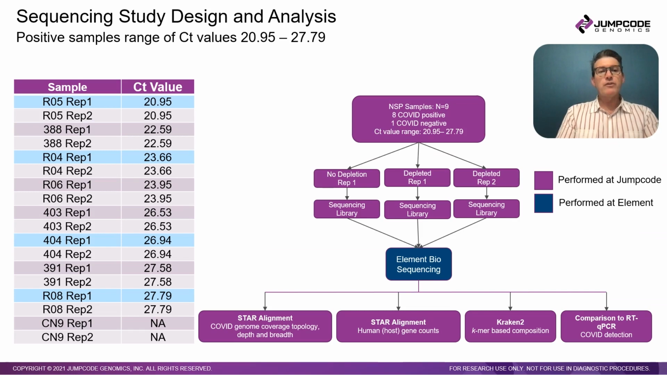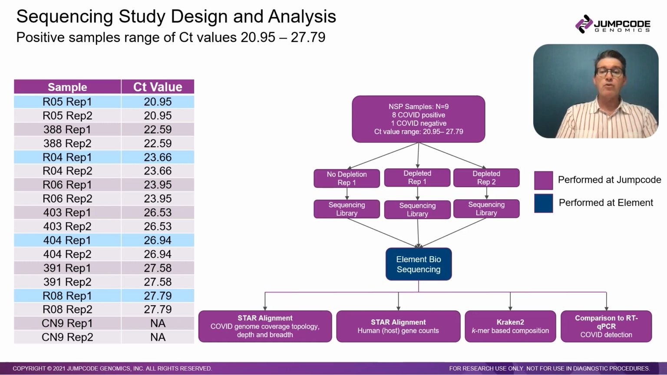In the study I'll be presenting today, we used 8 COVID-positive samples and 1 COVID-negative sample ranging in CT values from 20.95 to 27.79. RNA was extracted from the samples and split into 3 aliquots. 2 of the aliquots were treated with Jumpcode's CRISPR Clean Plus total stranded RNA prep with ribosomal RNA removal, and 1 aliquot was treated as a control with no ribosomal depletion.